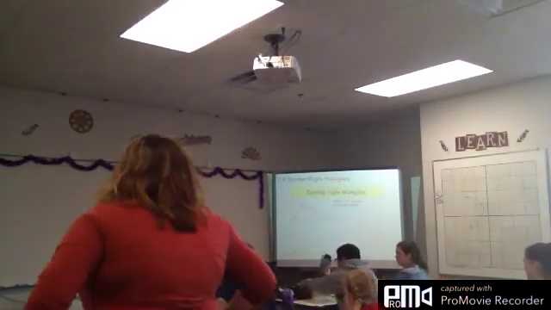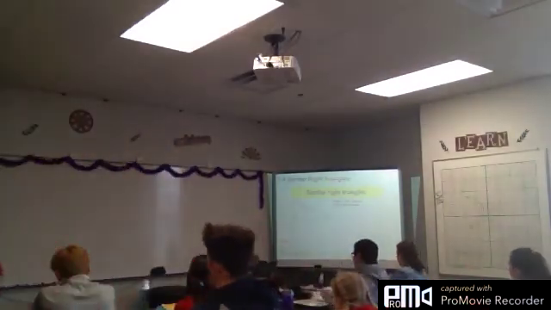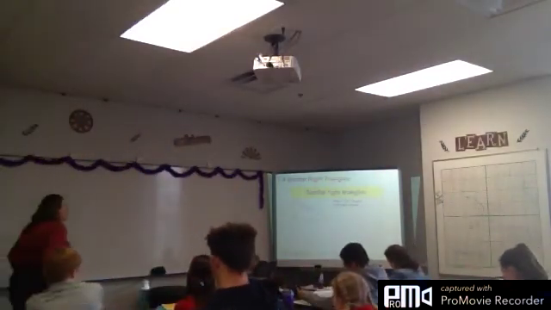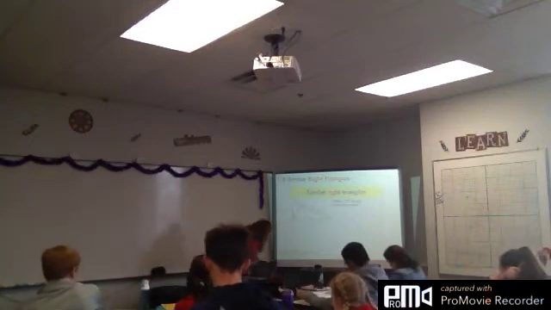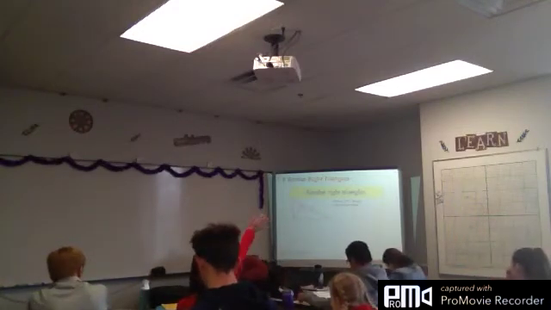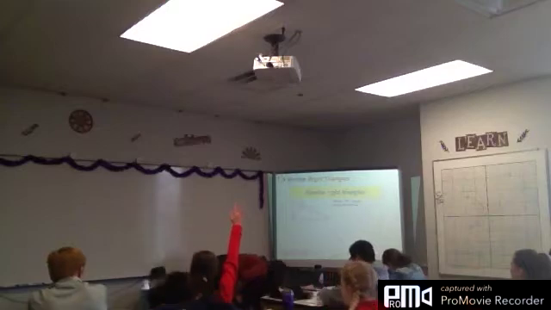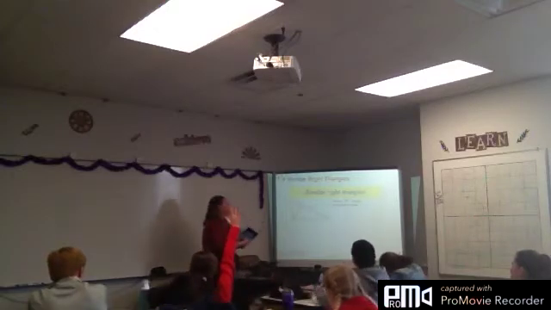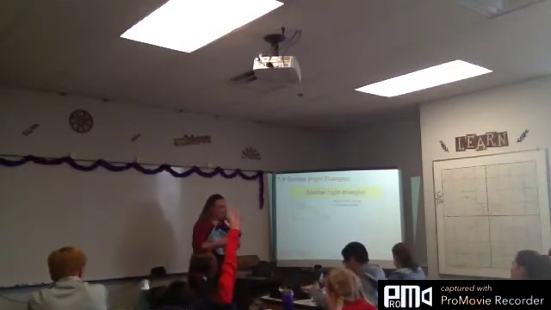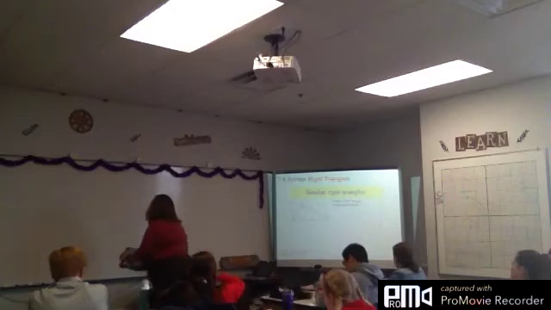Okay, 7-4, similar right triangles. How can I figure out what WY is? Round to the nearest tenth. So, how can I figure that out?